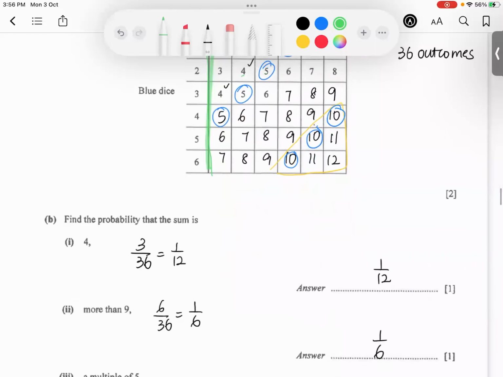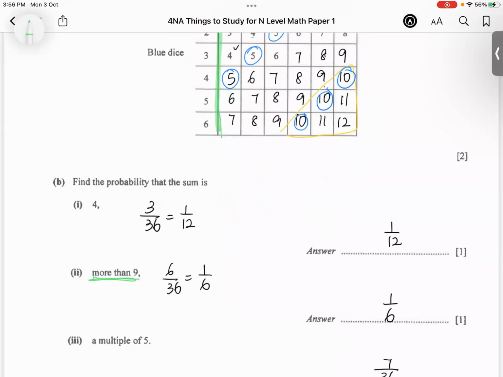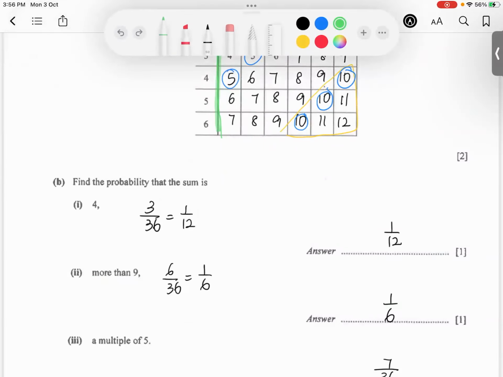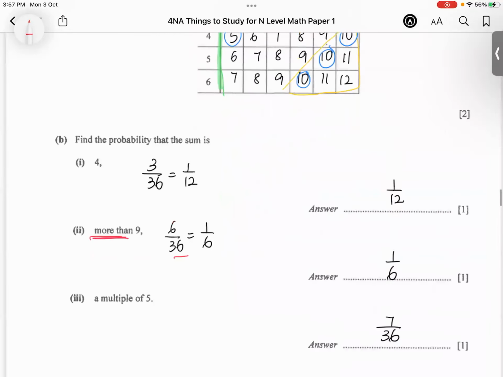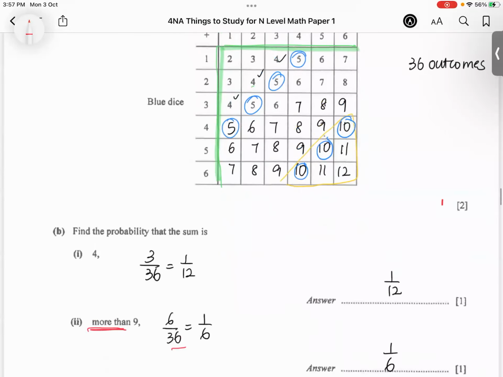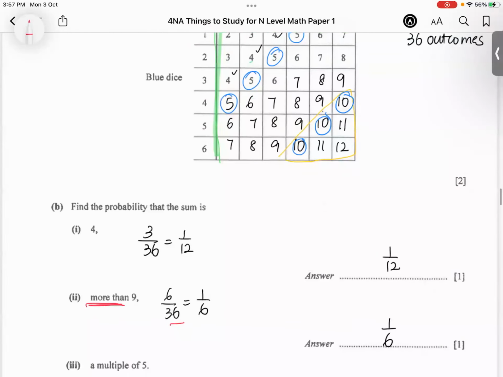Okay, more than 9. More than 9, 9 is not included. Then you count the number of favorable cases, simplify the fraction. Then you can get your answer. For this type of question, very simple. Don't need to do 1 over something times 1 over something. No, that one usually comes in paper 2.